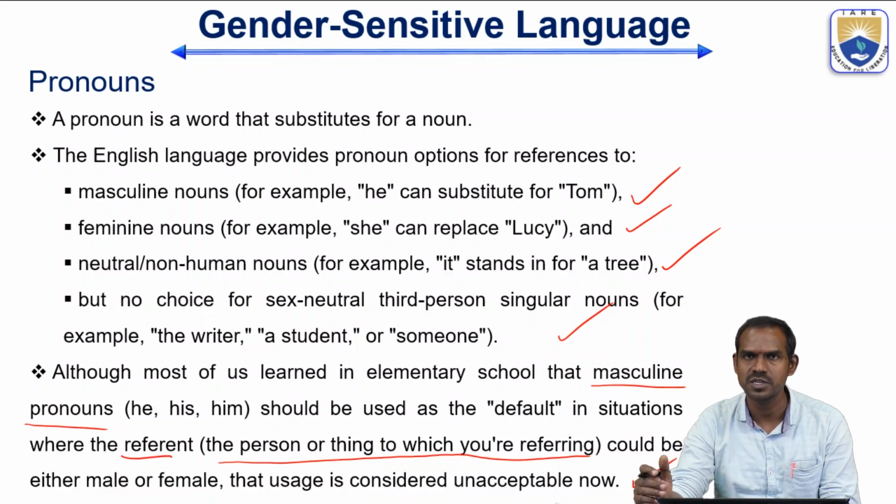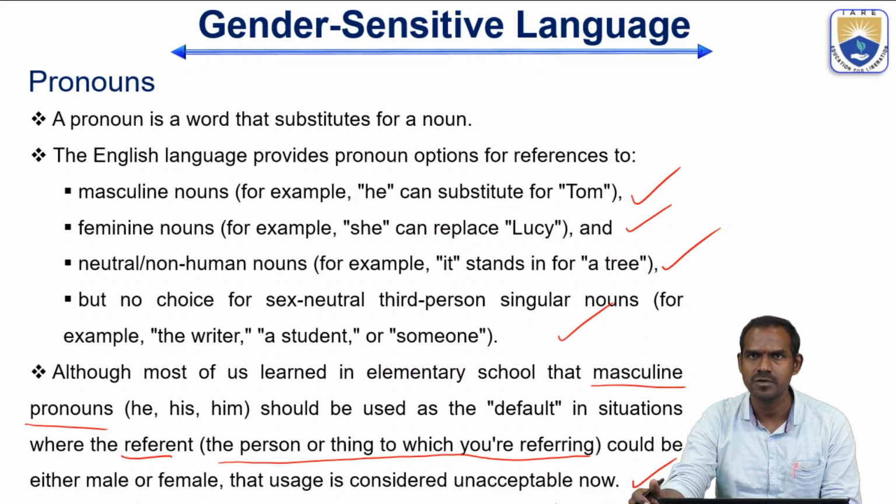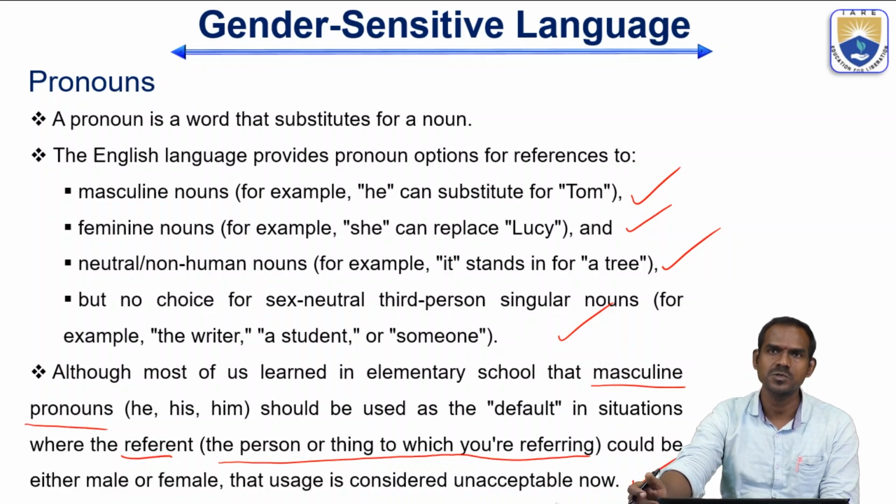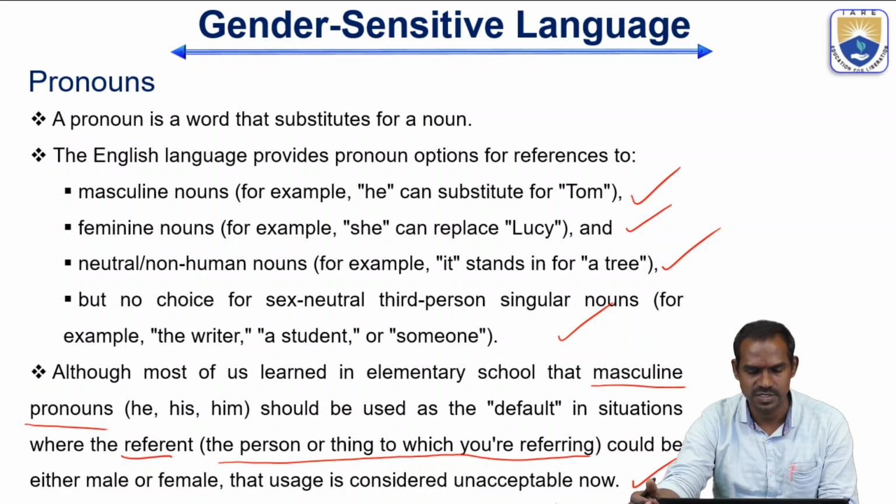That is the reason why masculine pronouns are used only for masculine nouns, feminine pronouns only for feminine nouns, and neutral or non-human pronouns only for the corresponding nouns. So masculine pronouns are not common. Please take a note of this. That is what I have explained in this slide, the introduction to pronouns: masculine pronouns, feminine pronouns, neutral or non-human pronouns, and finally sex-neutral third person pronouns. These pronouns correspond to the relevant nouns.